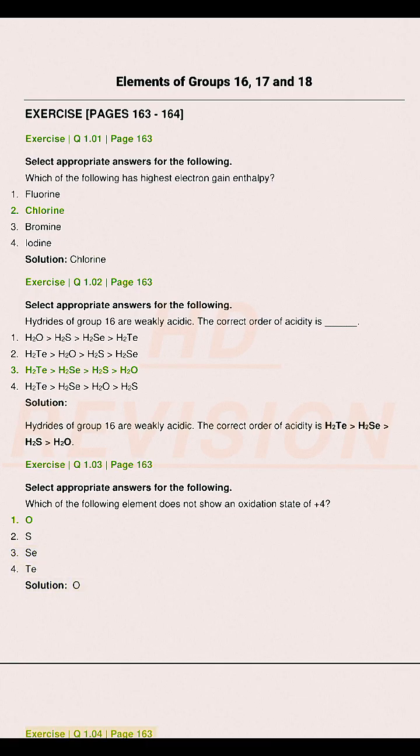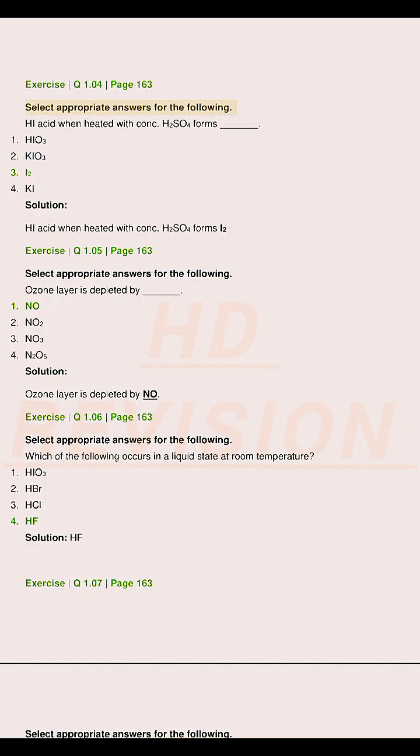Exercise Q1.04, page 163. Select appropriate answers for the following. HI acid when heated with conc. H2SO4 forms underscore. 1. HIO3. 2. KIO3. 3. I2. 4. KI. Solution. HI acid when heated with conc. H2SO4 forms I2.